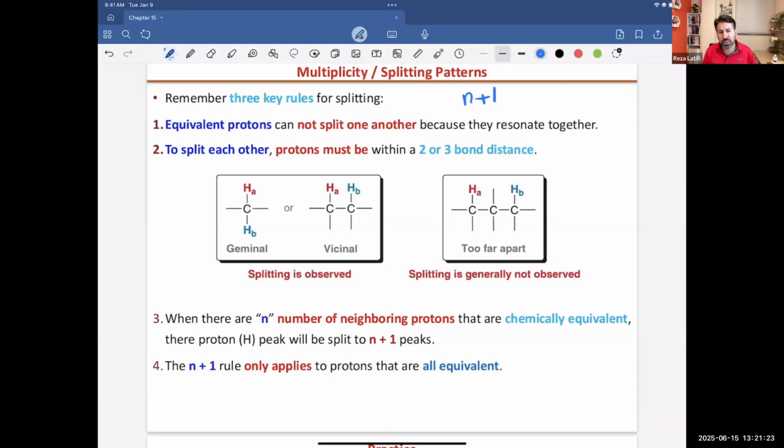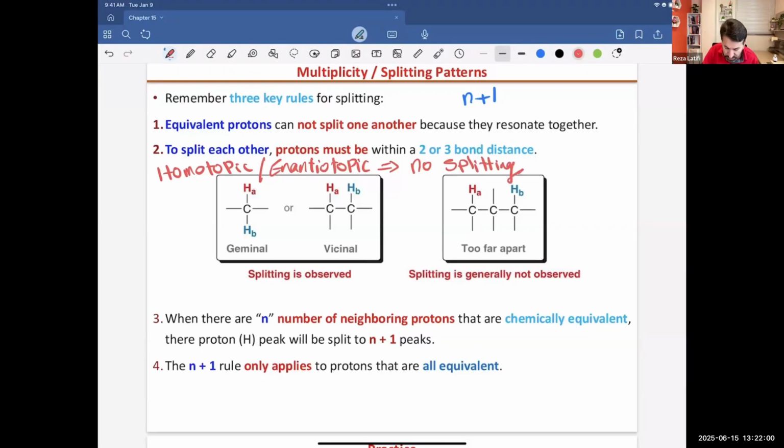Now, if hydrogen atoms are geminal, what does it mean? That means they are sitting on the same carbon, and it happens that they are either homotopic or enantiotopic. In that case they will be chemically the same, and because they are the same, they will not split each other. So no splitting if they are chemically equal.